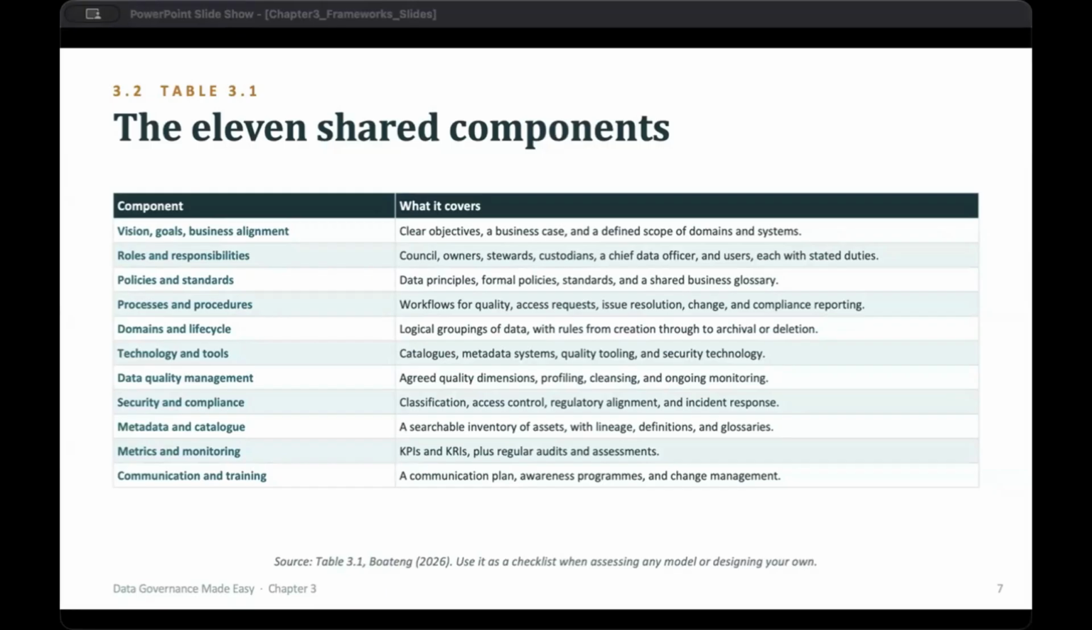Abrakwa Benis, which of these three will matter to you? Okay, sure. Security and compliance will matter to me. Policies and standards will also matter to me a lot. And vision, mission, goals, business alignment. Okay. That's interesting.